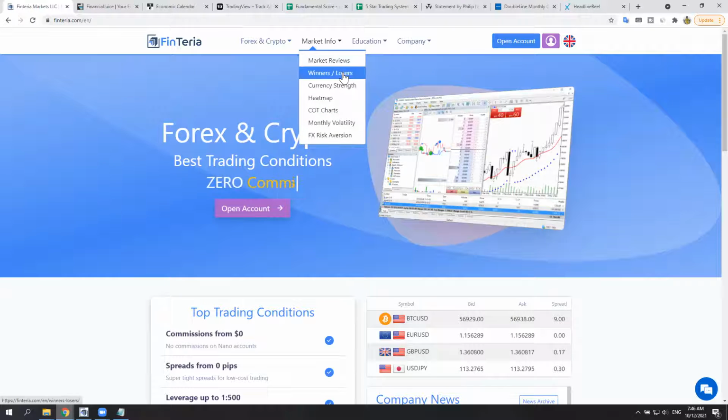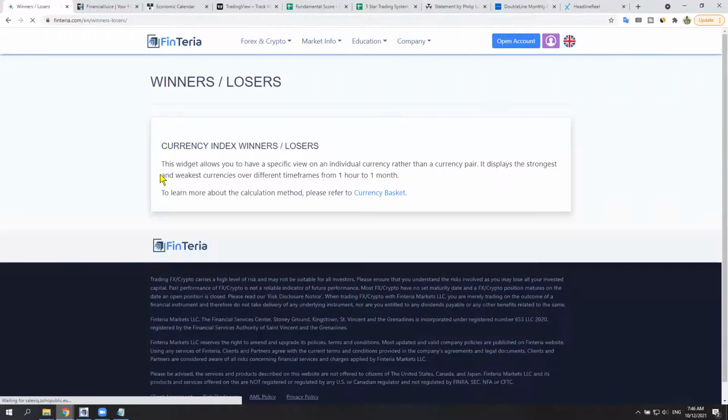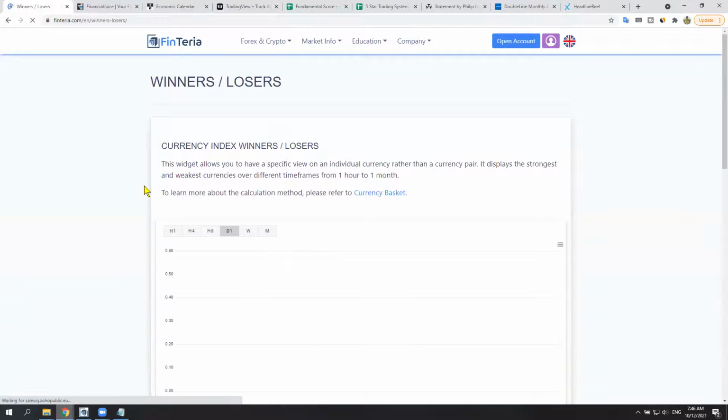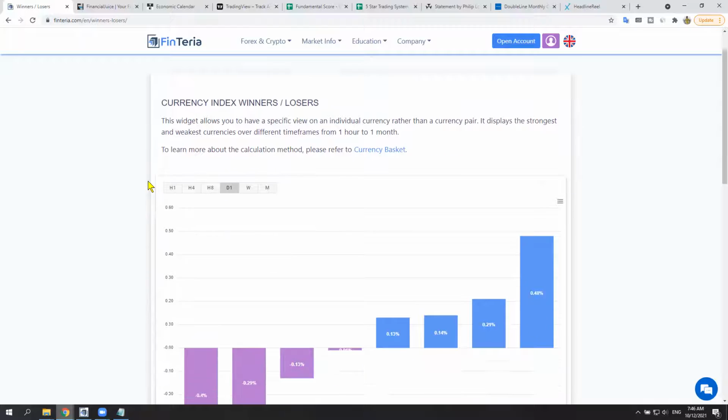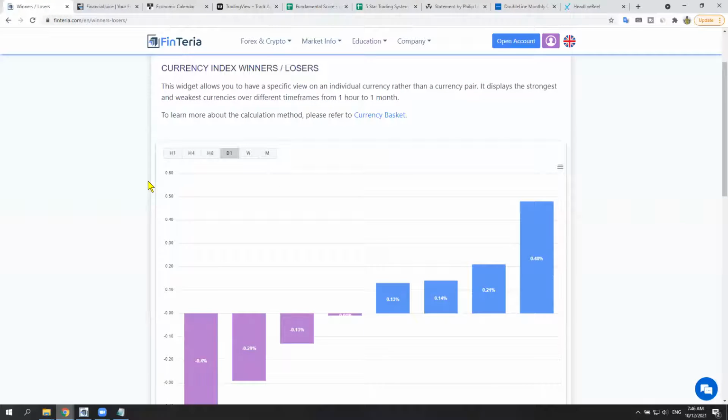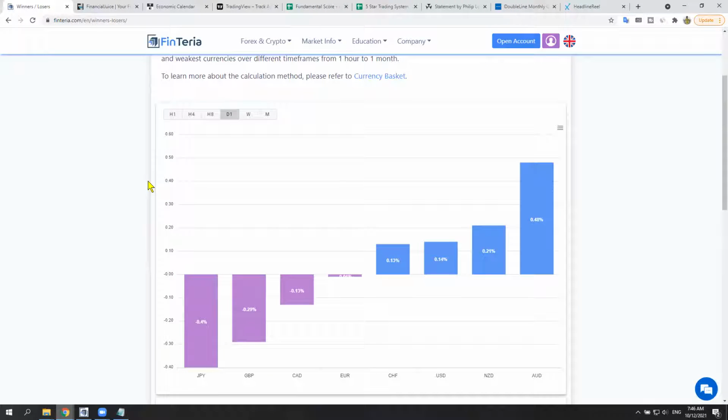I'm going to start my analysis with winners and losers. It's my favorite tool, which shows the strongest and the weakest currencies. So it really helps you to understand what is happening in the market, which currencies dominate, which currencies are the weakest. So let's check the situation over the last 24 hours. Here we see that the Japanese yen is the weakest currency. It's losing 0.4%, while the Australian dollar is the strongest currency, gaining almost 0.5%.